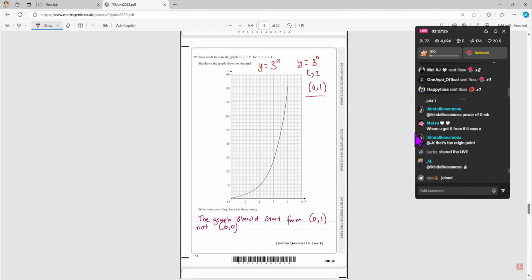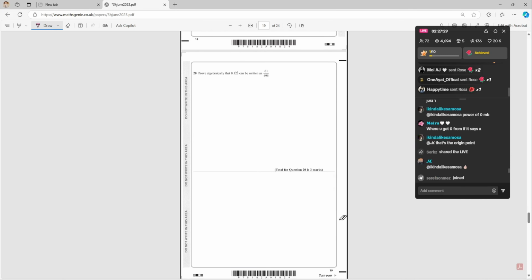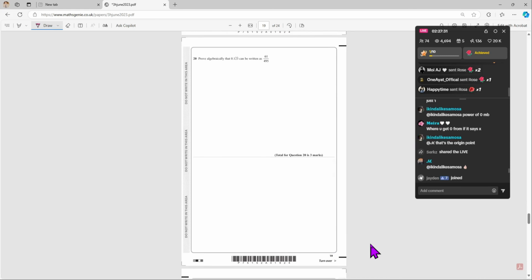So let's move on to our next question, question number 20. We have to prove algebraically that 0.123 with 2 and 3 recurring can be written as 61 over 495. So you have to prove it algebraically. The first thing you would do is write it as x. So you're going to write 0.123 with 2 and 3 recurring as x.